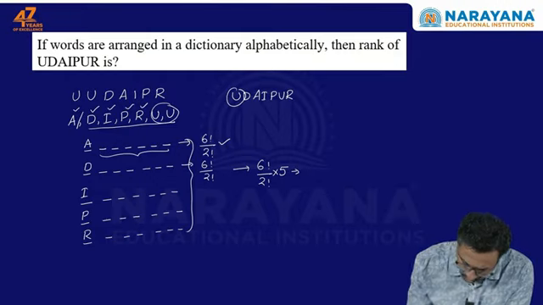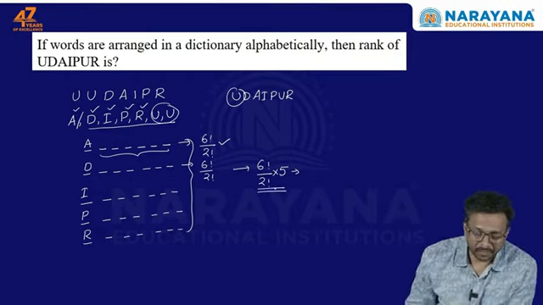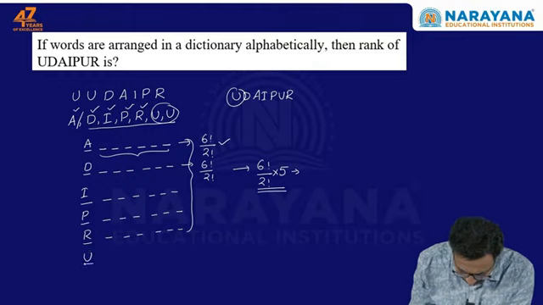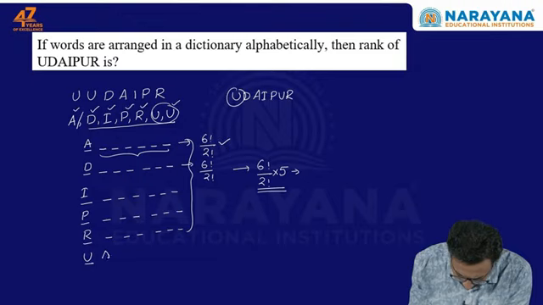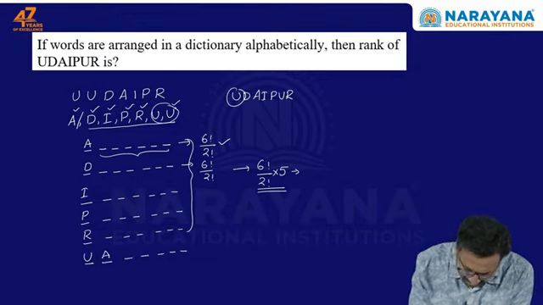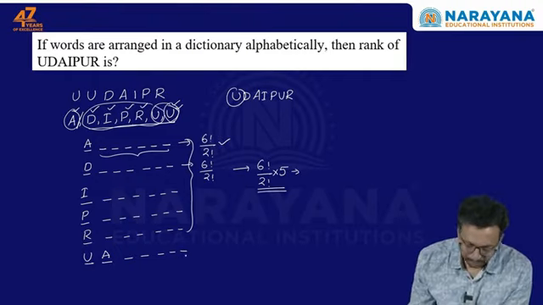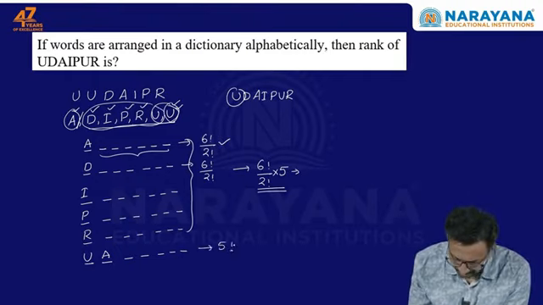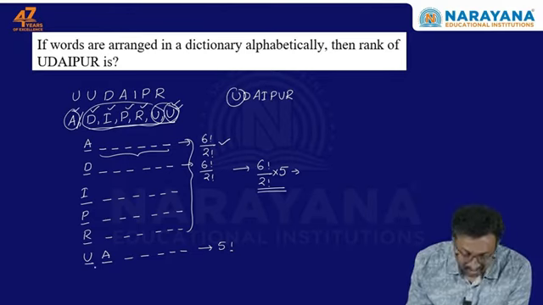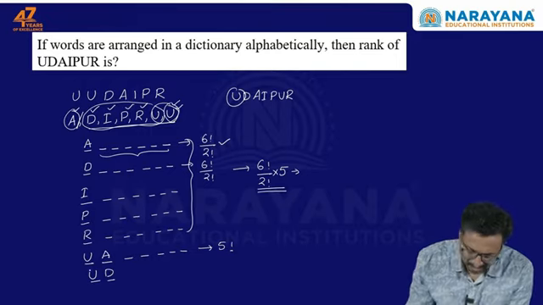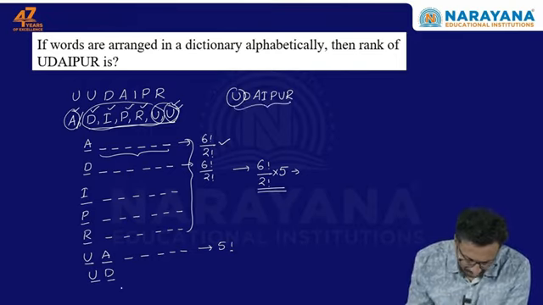Now after all these words are completed, you start with U. Once you start the word with U, in alphabetical order, the words starting with UA will come first, right? So once the word starts with U and A are used, the remaining 5 places are to be filled with D, I, P, R, U. It can be done in 5 factorial ways. Next, once UA are completed, you start the words starting with UD. Our Udaipur also starts with UD.